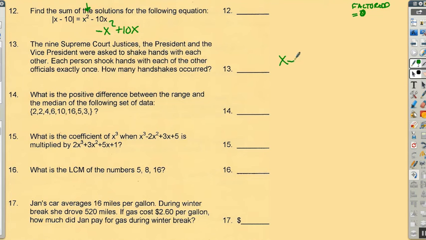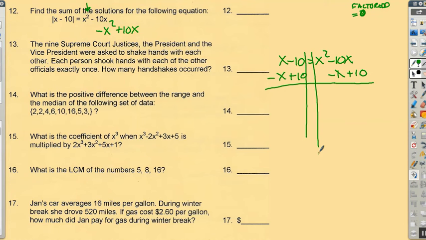So we could have x minus 10 is equal to x squared minus 10x. All right. Well, let's get it equal to 0. Minus x plus 10, minus x plus 10. So x minus x is 0. Negative 10 plus 10 is also 0. So we get 0 is equal to x squared minus 11x plus 10.